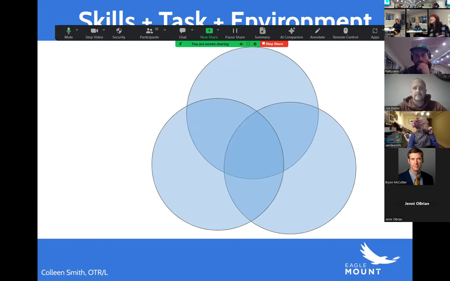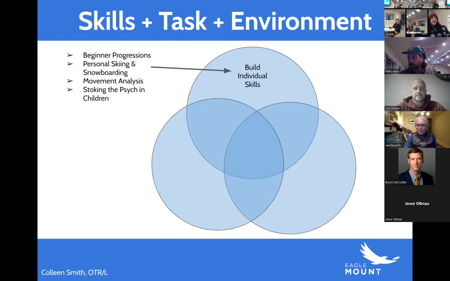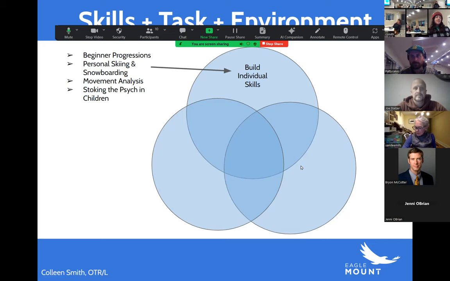As an OT, I'm trained to look at things by asking, where can I jump in and adjust to meet this person's needs and give them the best experience possible? We can do that by building individual skills, like the things you're going to learn on the snow with training. How do you break down a beginner progression and teach someone how to ski? Movement analysis, those kinds of things.